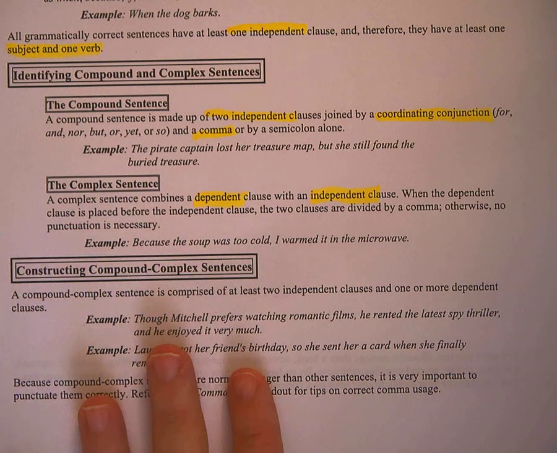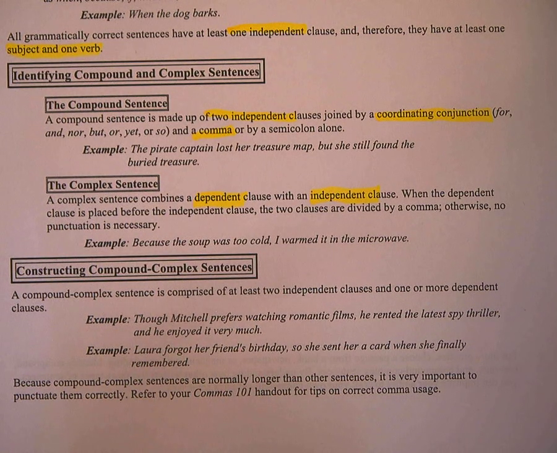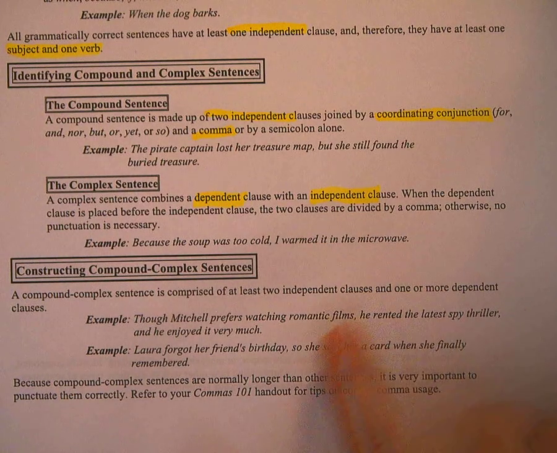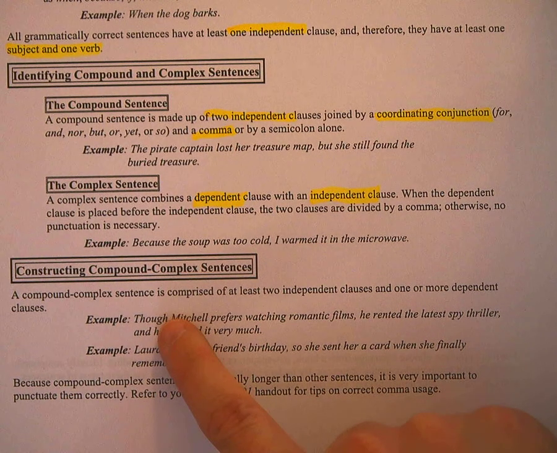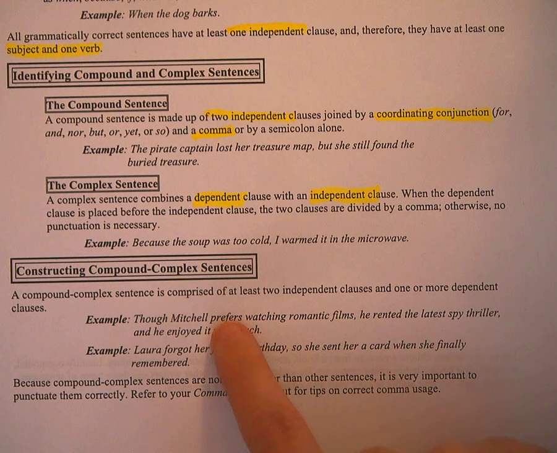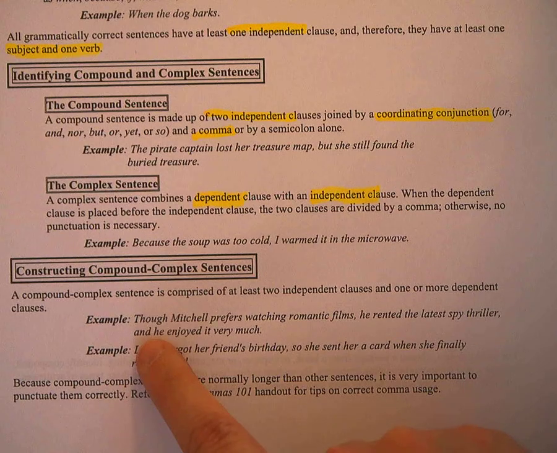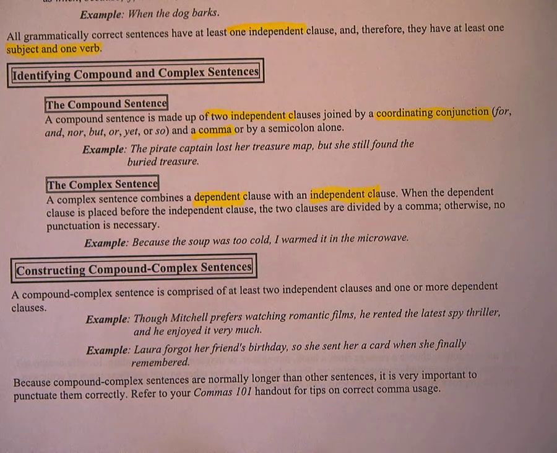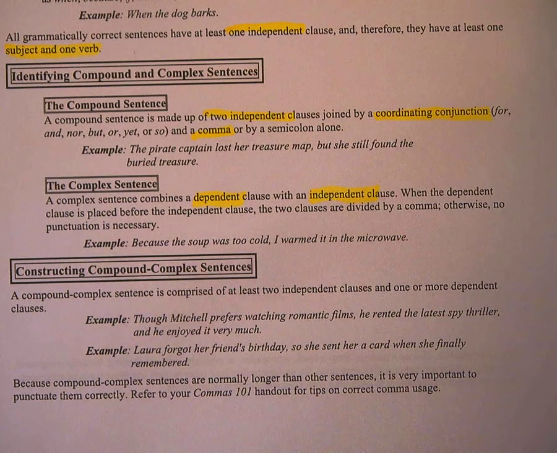And here are some examples. Though Mitchell prefers watching romantic films, he rented the latest spy thriller and he enjoyed it very much. This has a dependent clause, starts with though, an independent clause, and another independent clause joined by a comma and a coordinating conjunction. Another example, Laura forgot her friend's birthday, so she sent her a card when she finally remembered.